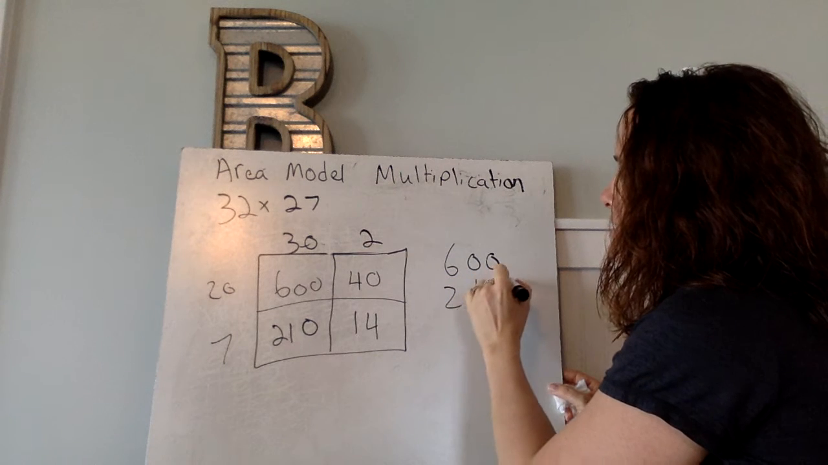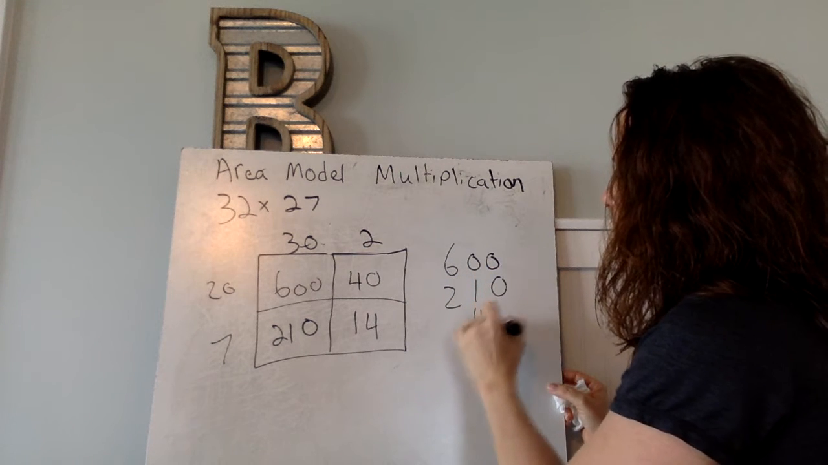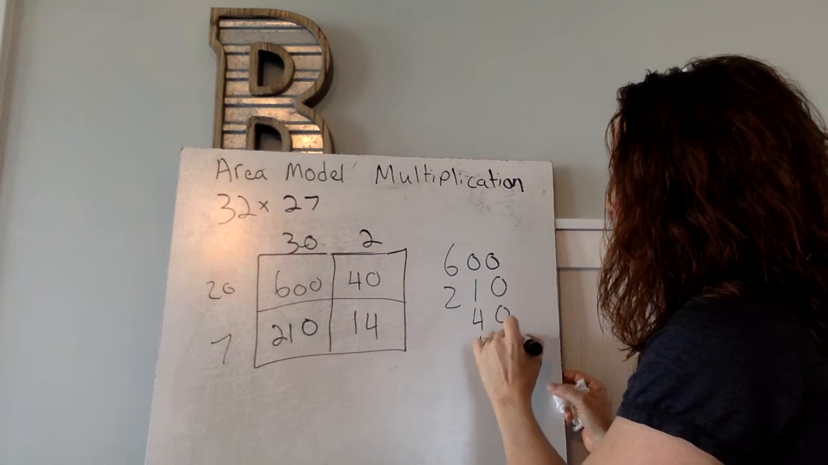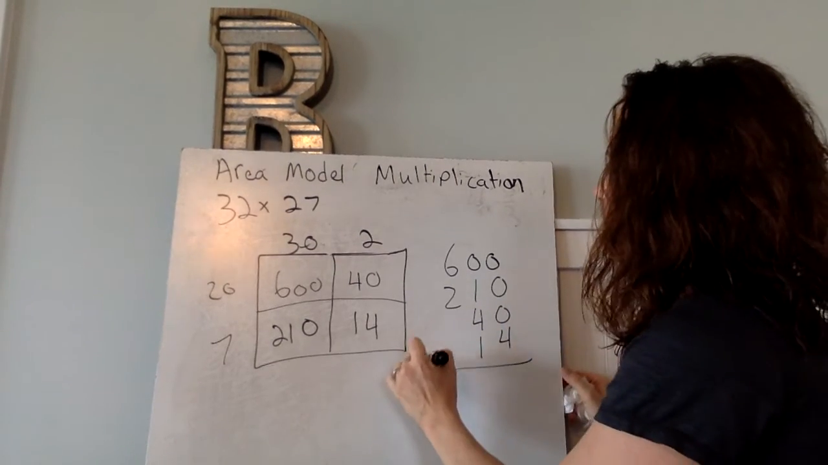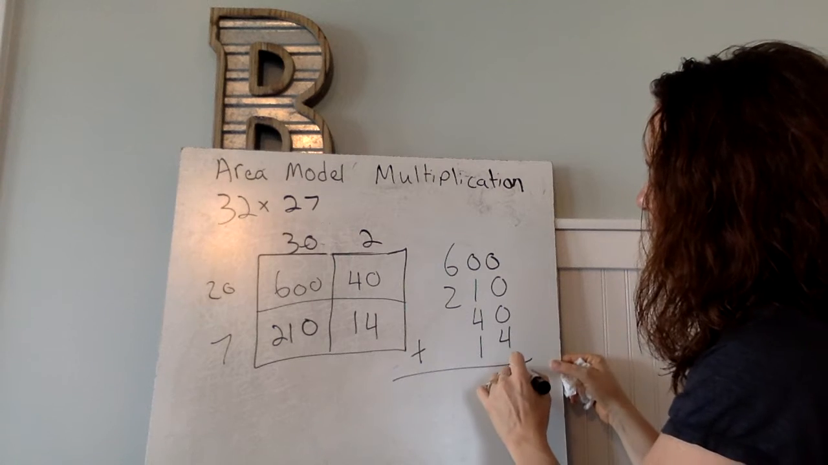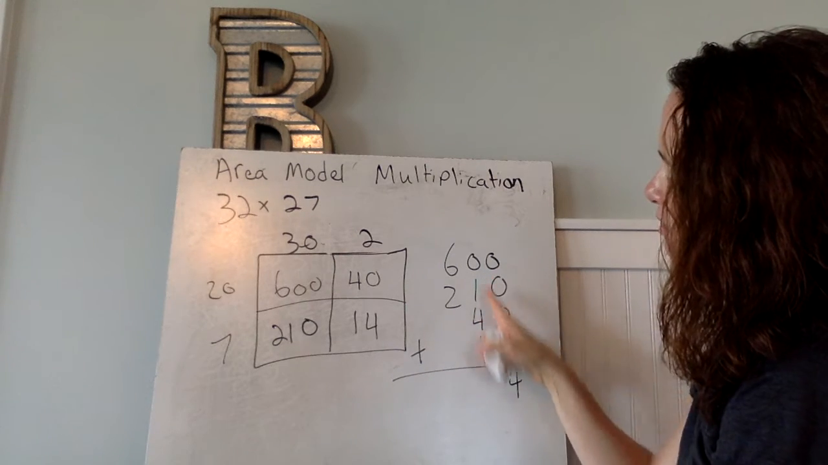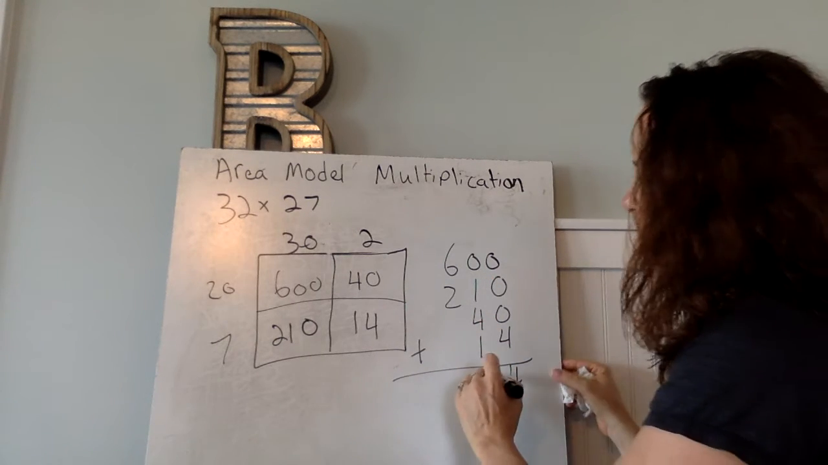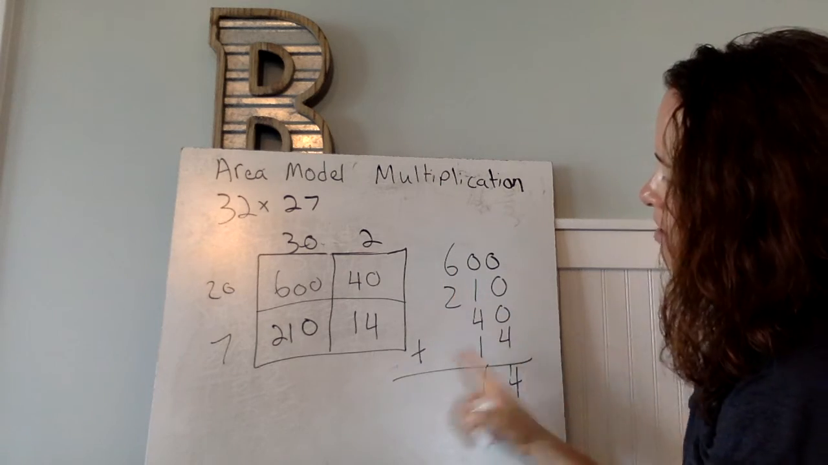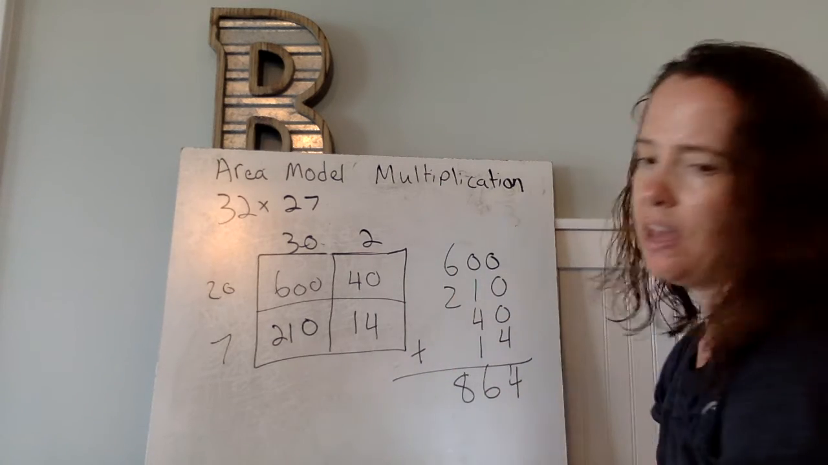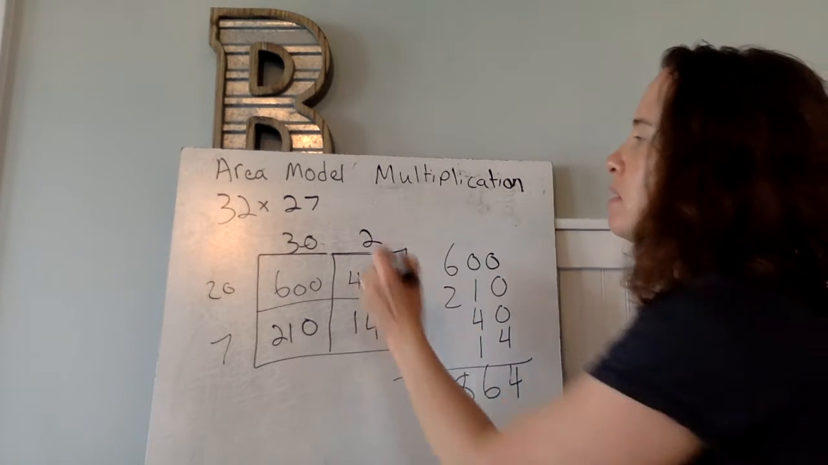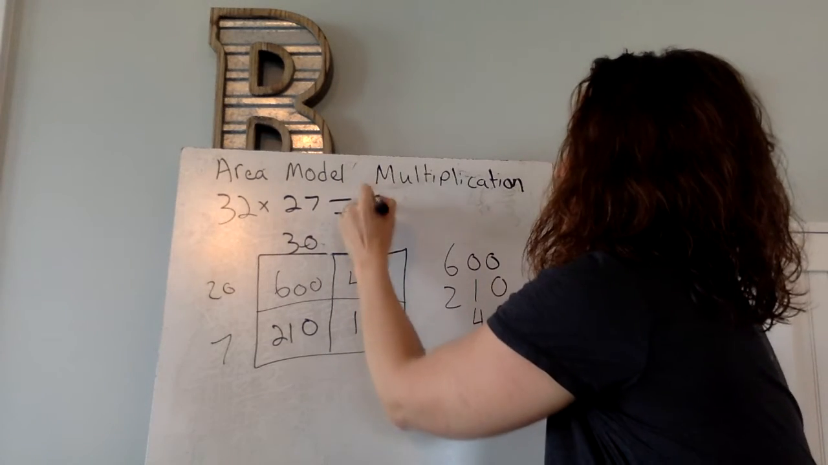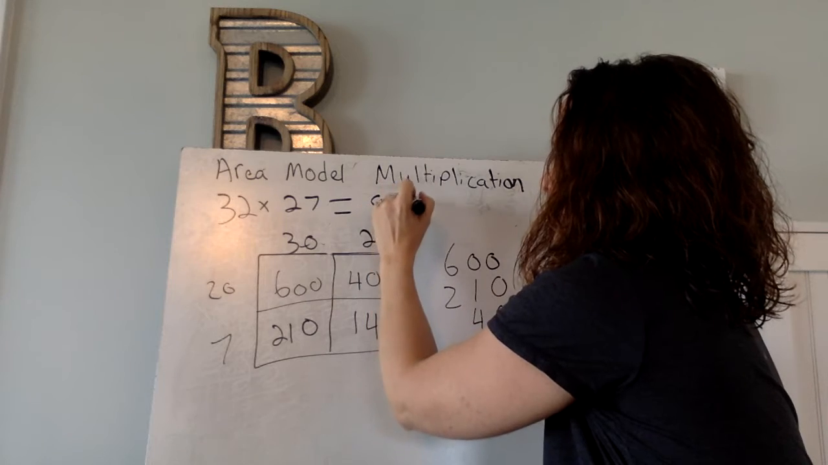Now, when you're adding the numbers, make sure that you stack them and add them according to place value. So I'm going to add my ones column. I have 4. Then I go to my tens column. I have 6. And then my hundreds column, I have 8. So the answer to 32 times 27 is 864.